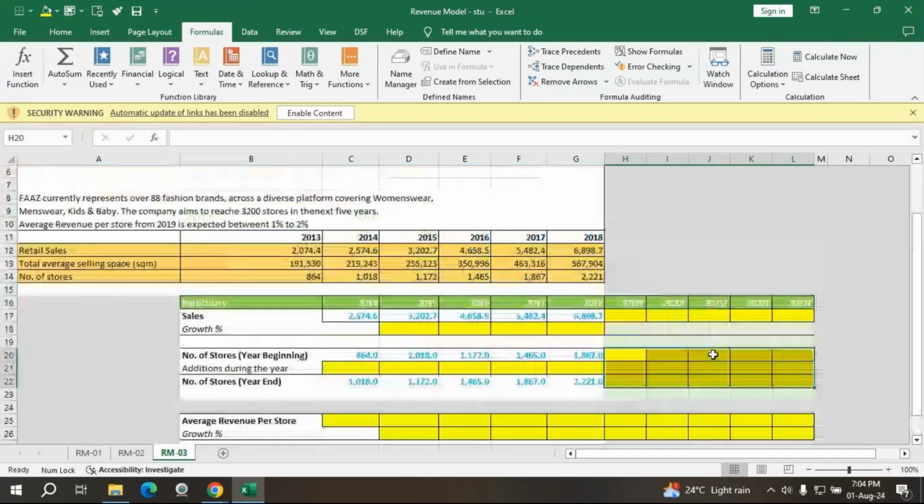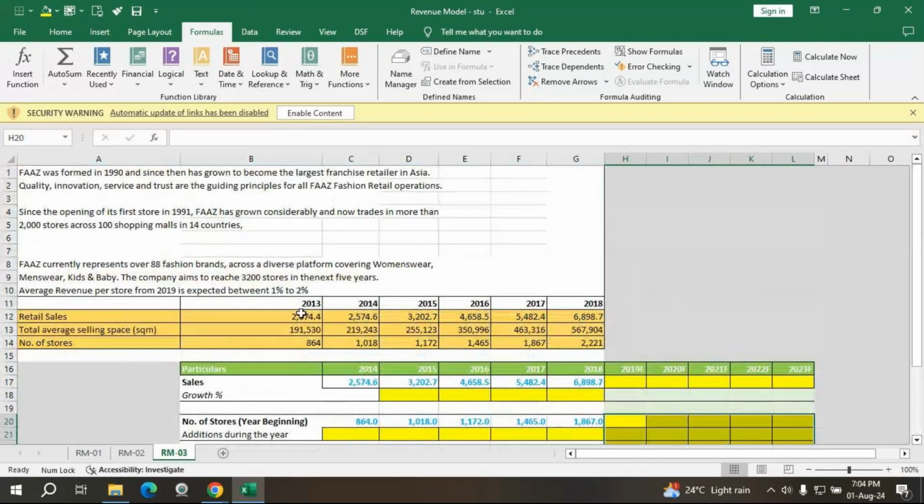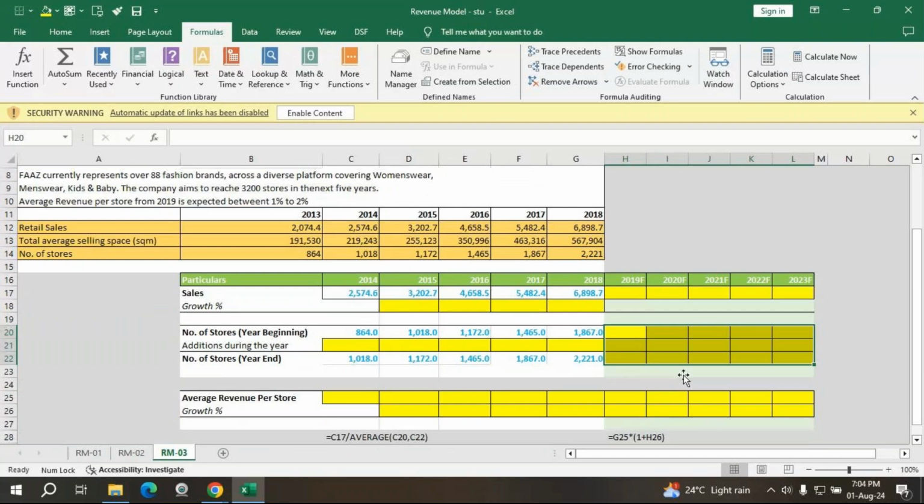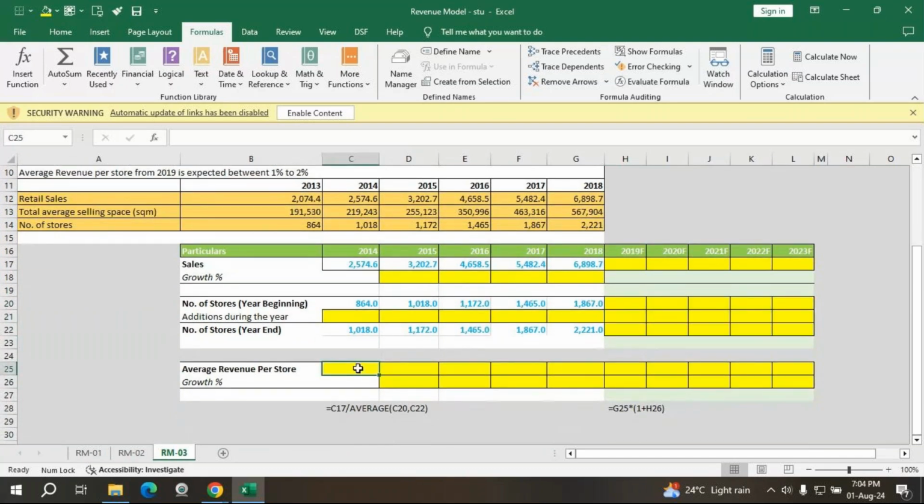See here, they have given some basic information, like what has happened in the past 5 or 6 years. So they are telling us to calculate for the upcoming 5 years. Okay, so for the upcoming 5 years, first I need to know the average revenue, because based on the details they have given, I need to calculate it.